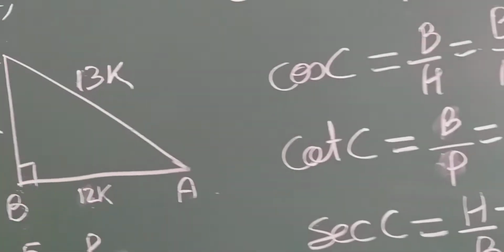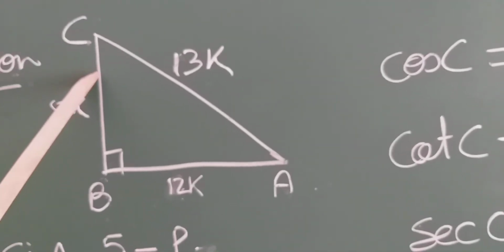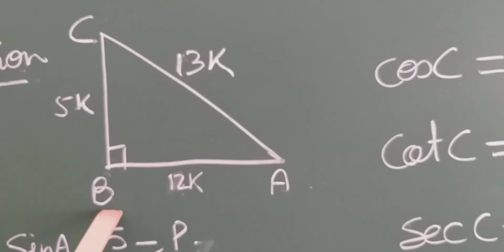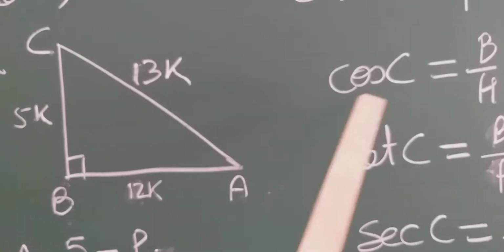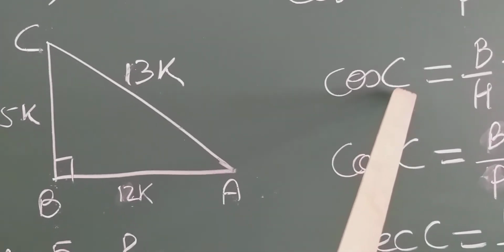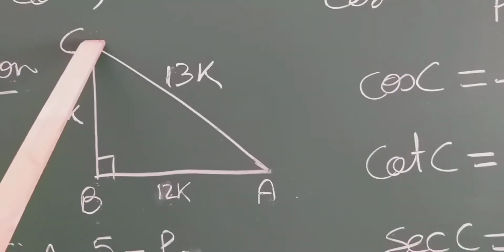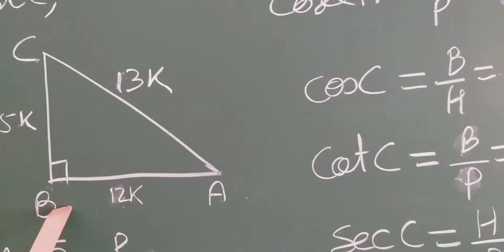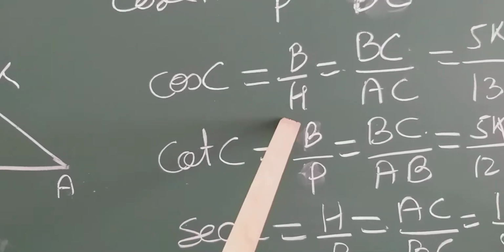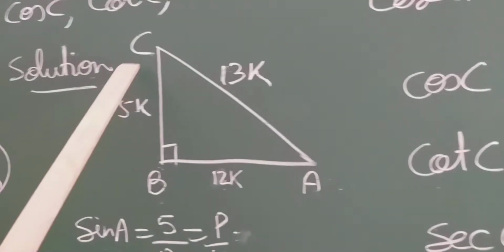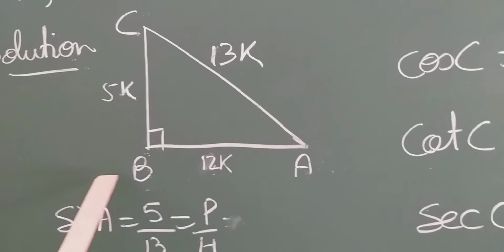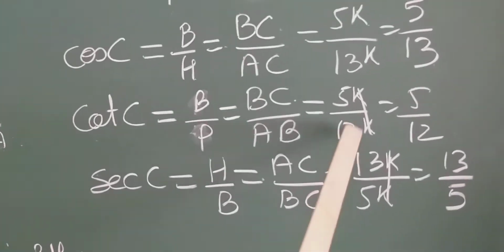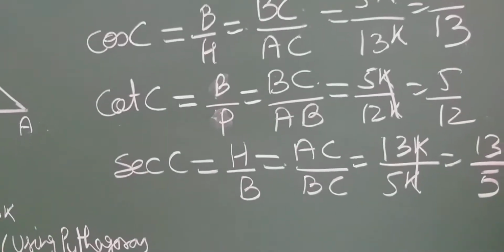Now student, cot C. For C, BC is base. Always remember students, the angle which is given here, that side will be base. So BC is base. For angle A, AB is base. Correct? So we have to find cot C. Cot equals B upon P. So for C, BC is base and AB is perpendicular. So BC upon AB, 5k upon 12k, k cancels, 5 upon 12.